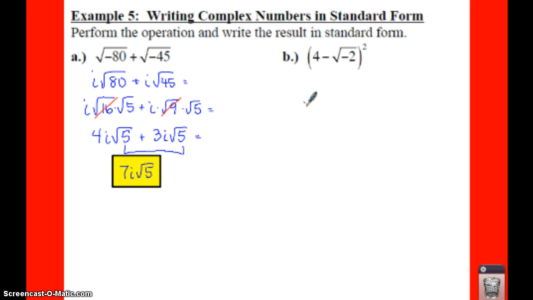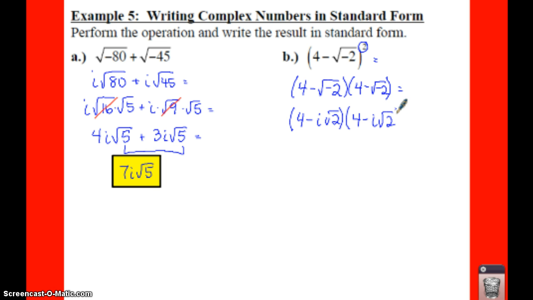Now part B is a little different. We do have to write this out twice because of this 2. So that means you're going to have a 4 minus square root of -2 times a 4 minus square root of -2. And when you simplify this, the first thing you have to do before you start foiling is take the i out of here, because if you don't, it's not going to work out correctly. So you need to rewrite this as 4 minus i radical 2, and then 4 minus i radical 2 here.